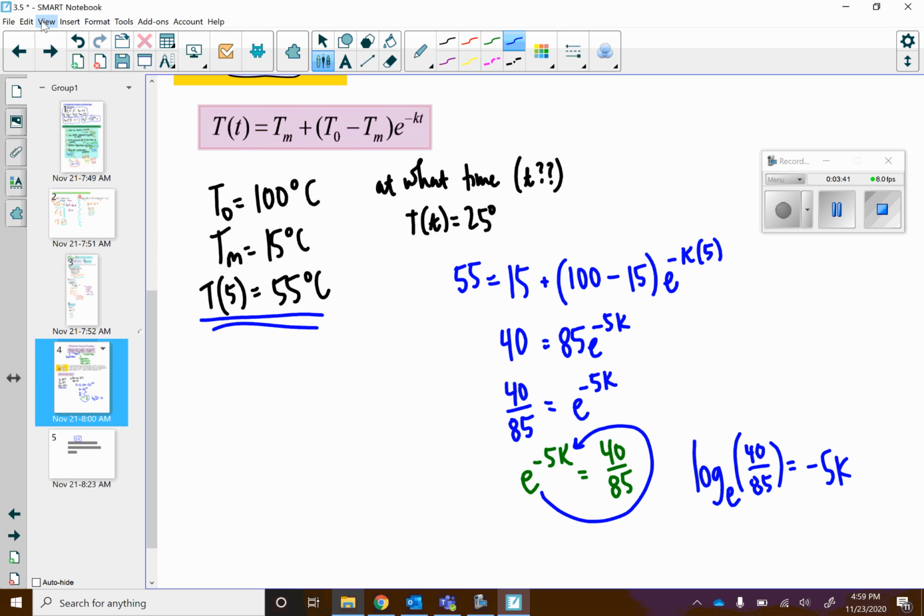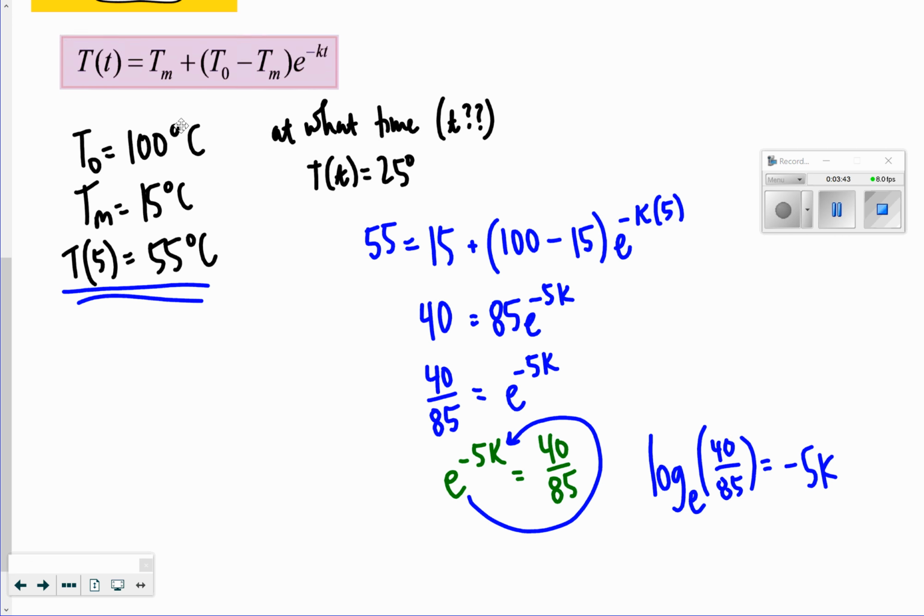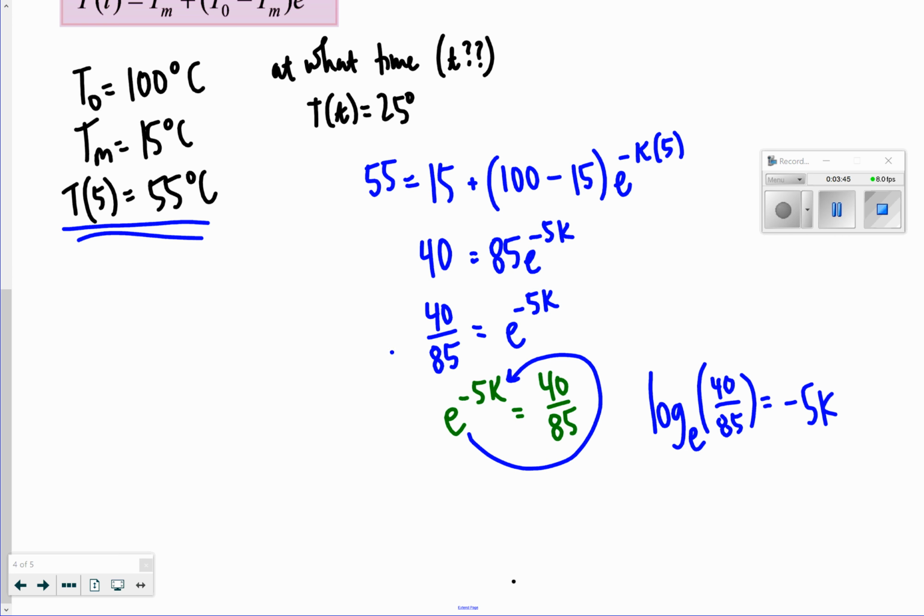Or I do want to show you one other idea, which is really doing the same thing. The other way we can think about it is, how do I get rid of a base of e? Well, I would be taking the natural log of this right side. If I take the natural log of e to the negative 5k, natural log of e, those are going to cancel out. But if I do something to the right side of the equation, I must do it to the left side as well, right? We've got to balance those sides. So natural log of 40 over 85.